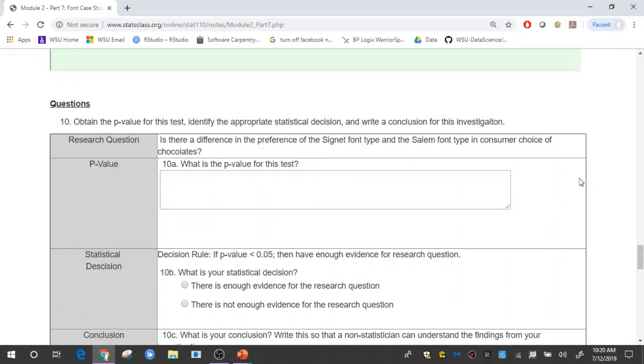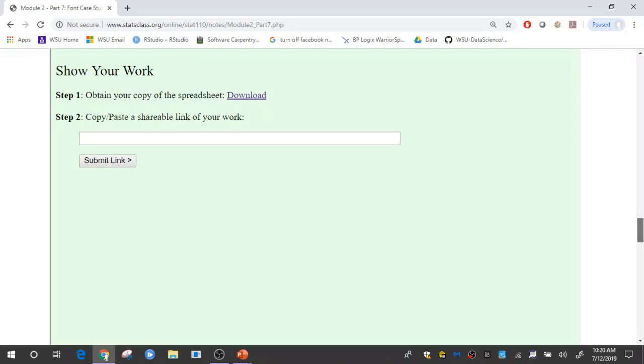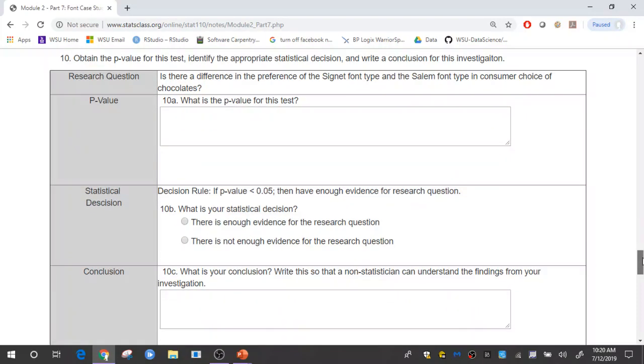Once you do that, go ahead and obtain the correct p-value, and then answer the questions that we have here on the screen. So go ahead and hit pause, obtain the appropriate binomial probability distribution, and then answer those questions there.